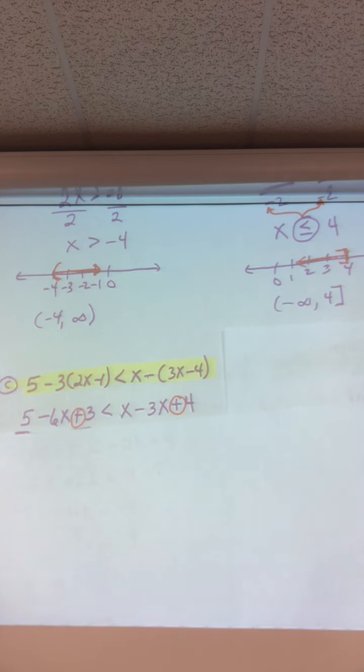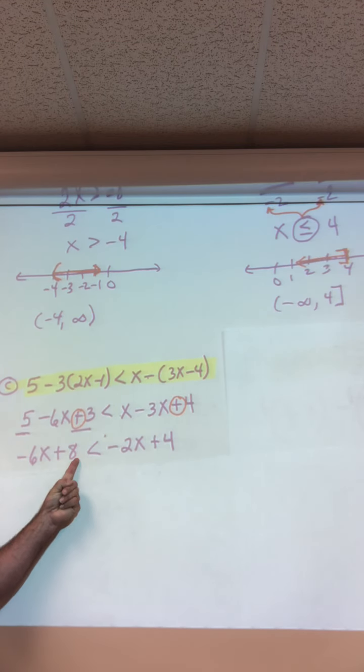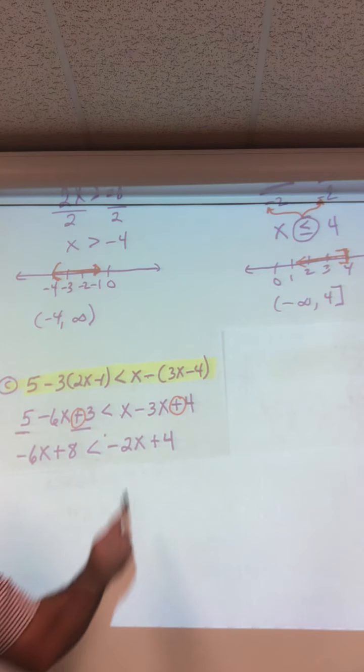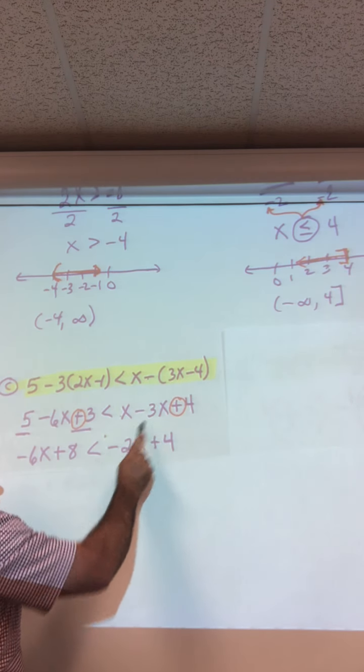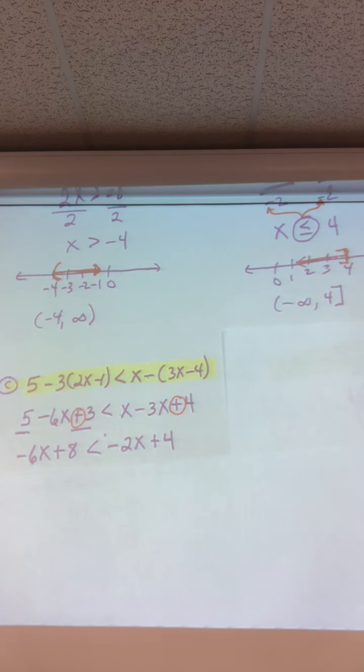Now I'm still not cleaning up the 2 sides. On the left side, bring down the negative 6x. But 5 plus 3 is plus 8. On the right side, x minus 3x is negative 2x. And then bring down the plus 4.